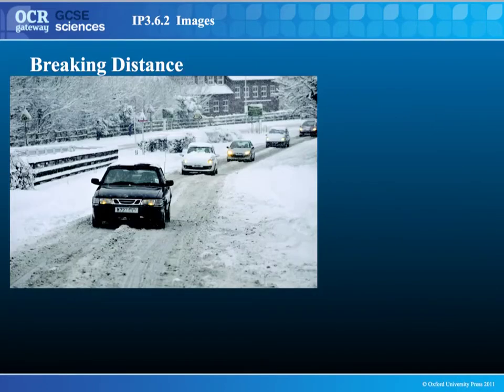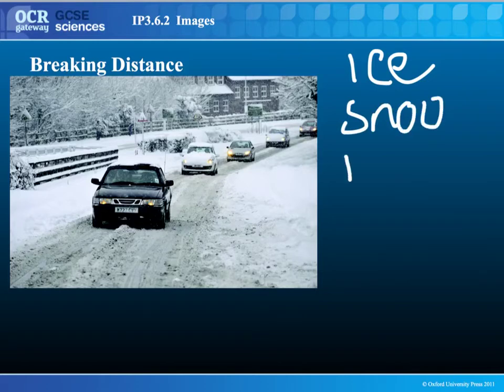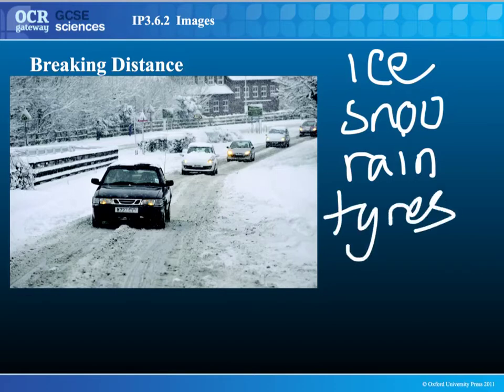Braking distance is slightly different. This is more to do with road or car conditions. Things like, as you can see here, ice or snow. Things like rain. Things like poor maintenance, tyres. Things like the condition that your brakes are in.